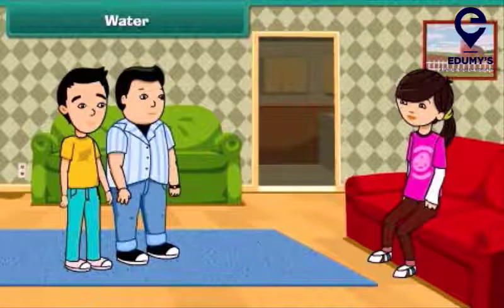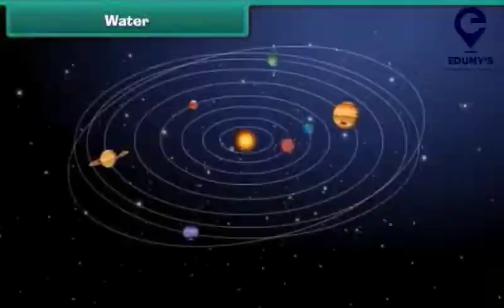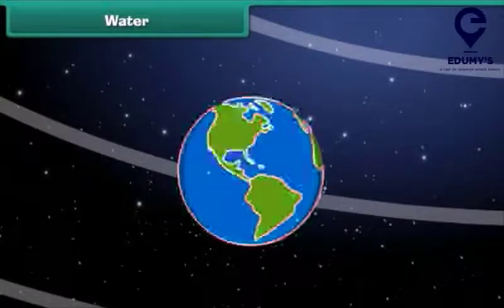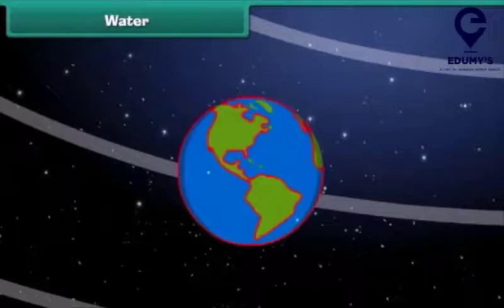Actually, water is one of the most abundant substances on the earth. It covers almost 70% of the Earth's surface and it makes our entire planet blue when we see it from space.